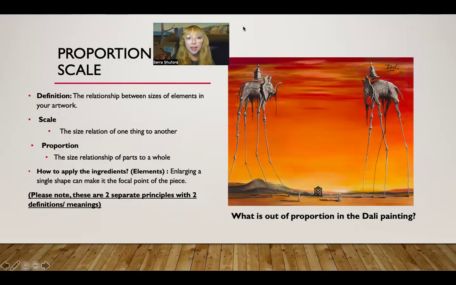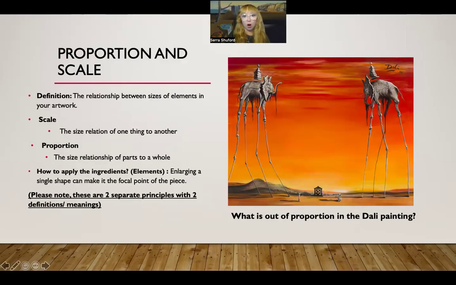Okay, proportion and scale. These two as well are the same, but they're different. There are some really key differences here. How they are the same is that they both relate to size, or how big or small something is. Where they're different is what the relationship is to everything else. So the definition of proportion is the relationship between sizes of elements in your artworks. Scale references the size relationship of one thing to another.